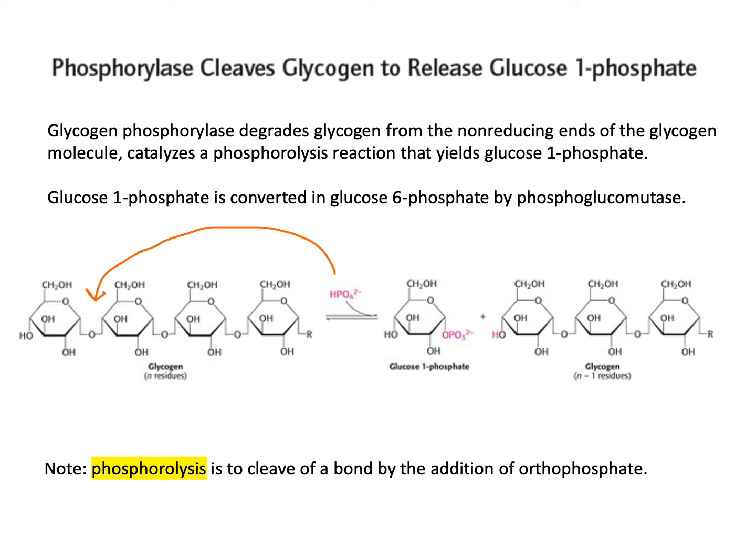This reaction is called phosphorolysis. Think about hydrolysis as adding water to break the bond, and phosphorolysis as breaking a bond by adding orthophosphate. Here's the reaction. The glycogen plus Pi produces one glucose 1-phosphate and a glycogen with one less residue.